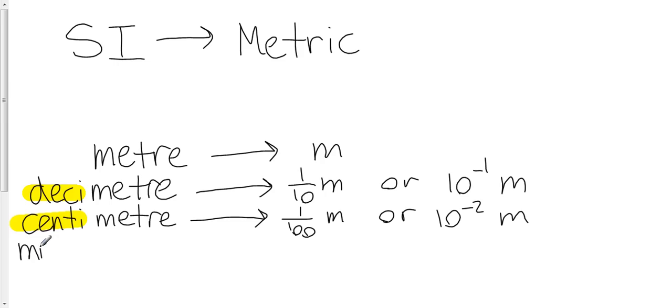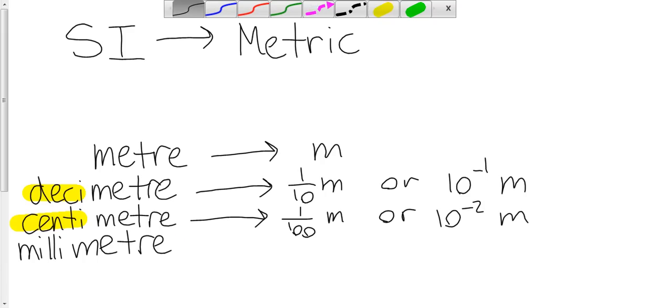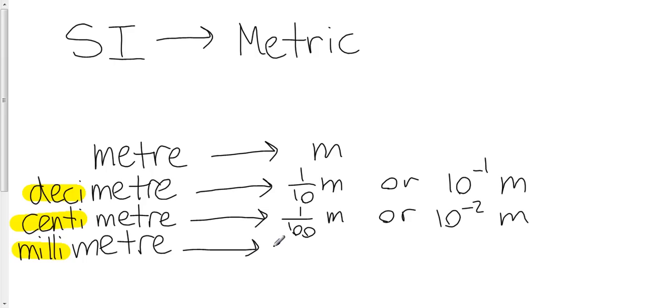Below centimeter, we have what's known as the millimeter. We have our millimeter. Milli here is the prefix. And you may have already guessed that milli is 1/1000th. So millimeter is 1/1000th of a meter, or 10 to the power of -3 meters.